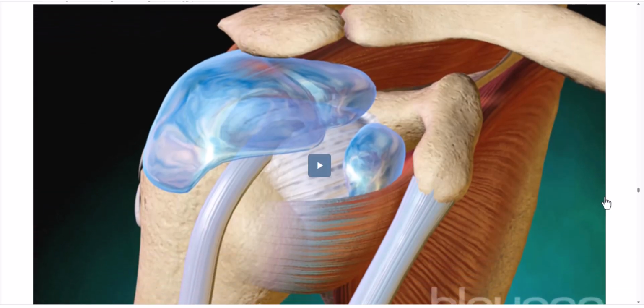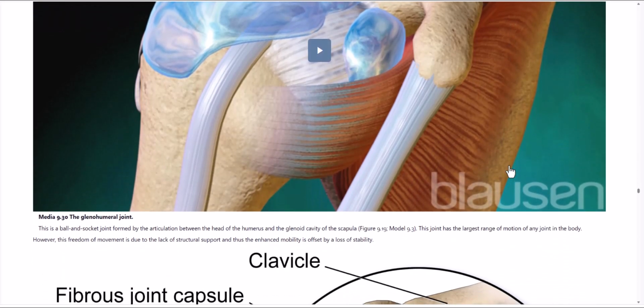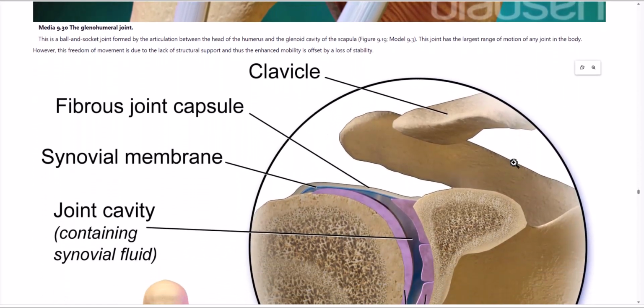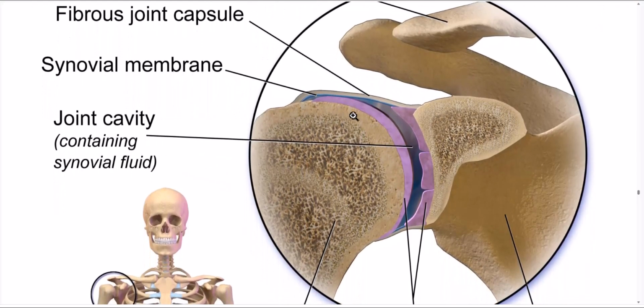The shoulder joint, what you will call the glenohumeral joint. Lovely animation here. Let's take a look at what we've got going on. We have the head of the humerus meeting up with the space of the scapula called the glenoid cavity, hence the name glenohumeral joint. There is a lovely joint space here with synovial fluid in it. So just know what two bones are involved.